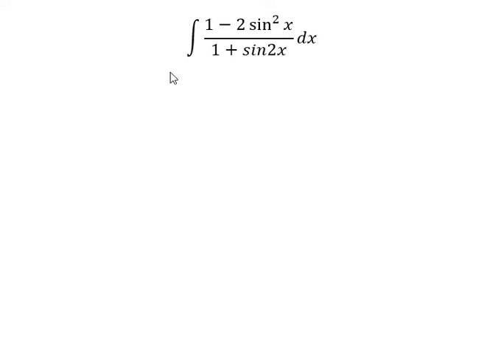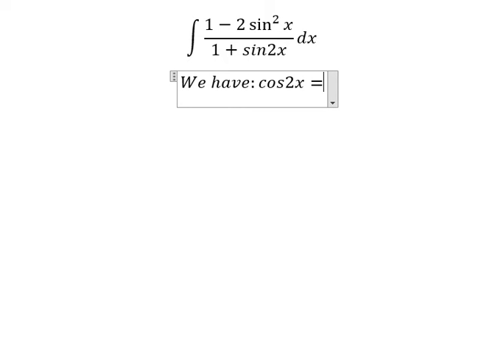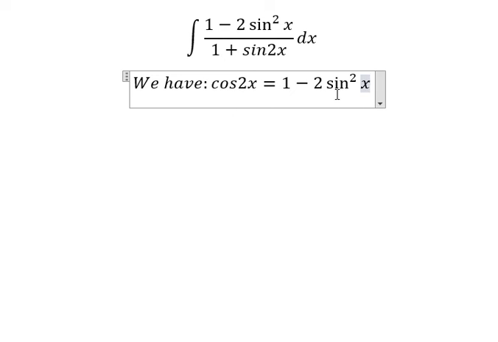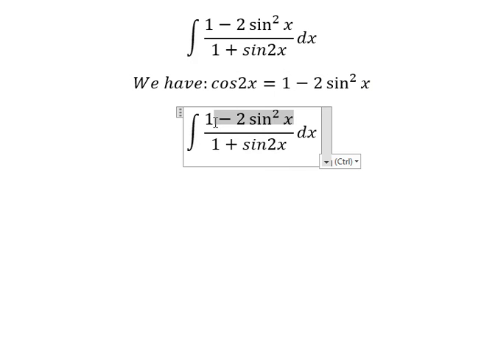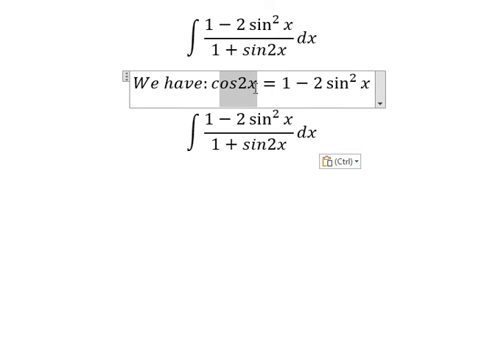The topic today is about integration. So now I will show you how to answer. We have the formula in here. That is about cosine 2x equal to 1 minus 2 sine x squared. Now, we need to change this one into this one.